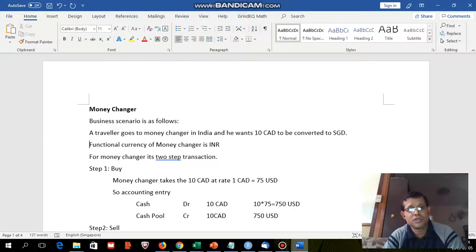As the money changer, or the respective bank, is in India, the functional currency is INR. They record all their transactions finally in INR. As far as the business transaction is concerned, it may be one transaction for the traveler, but when mapping it for an enterprise application such as Fusion Financials, it's a two-step transaction. In the first step, the banker takes 10 Canadian dollars at the buy rate on that day. So it's a buy transaction that happens first. Here the money changer takes 10 Canadian dollars at the rate of 1 Canadian dollar to 75 INR. Sorry for this mistake. So that's the buy rate on that day.